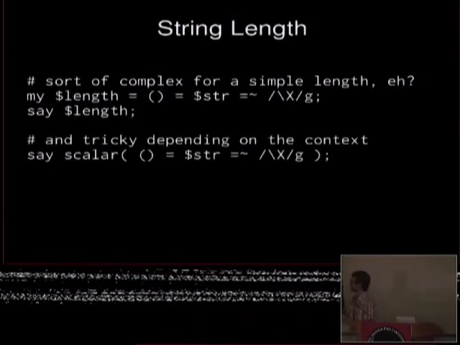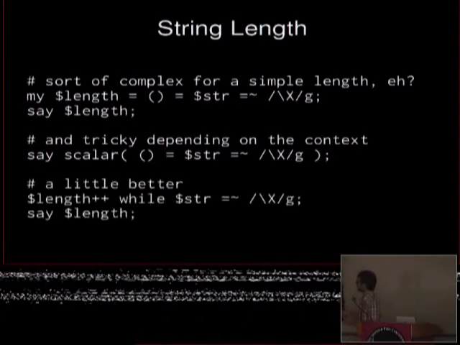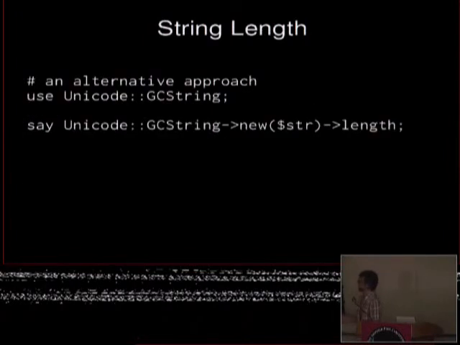So let's look at another way. It also gets tricky because what if you then put it into list context, like you want to print or say that out, you'd have to explicitly put it in scalar context. So I wouldn't recommend doing it like that. Here's a little better way. It's more readable. Really just looping through this regex and counting each iteration, and then you can use your incremented number.